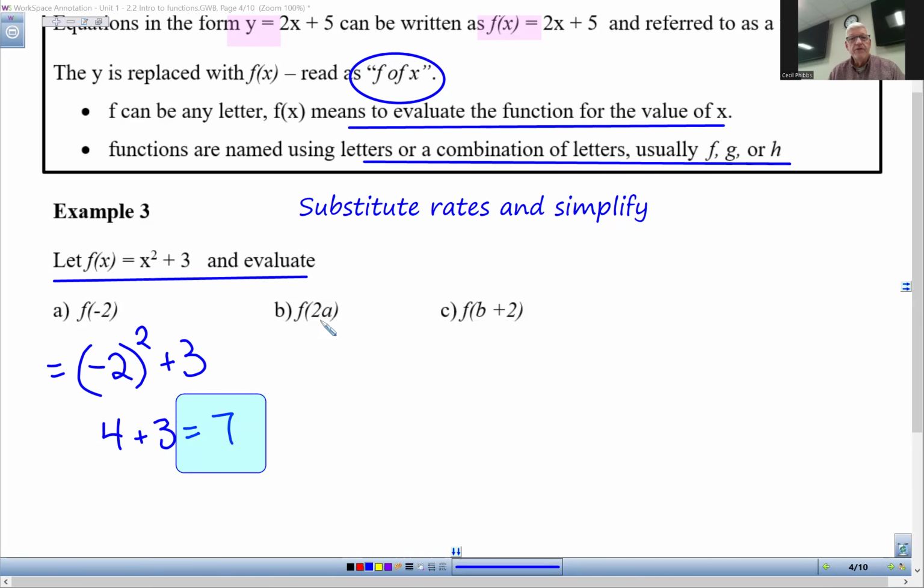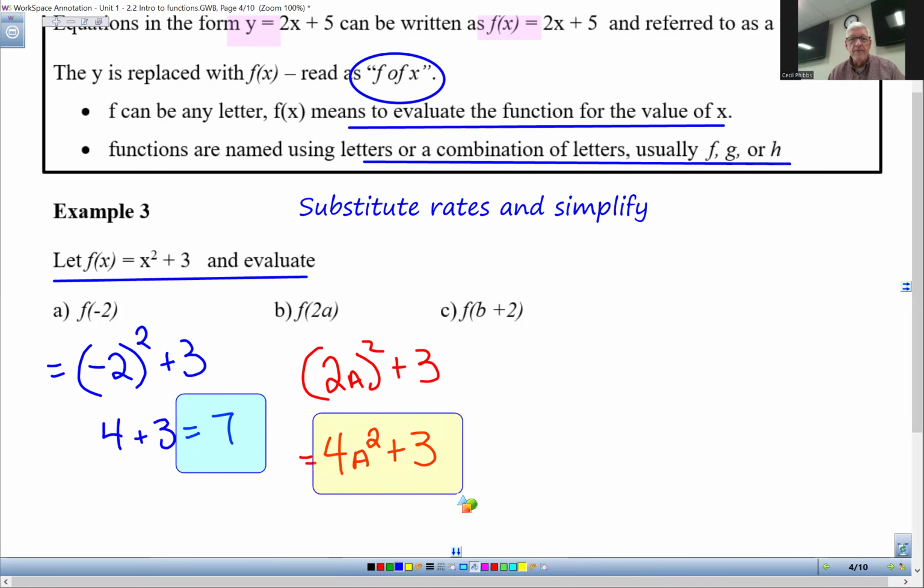The second one is f of 2a. So we're plugging 2a in place of x. So f of 2a is going to give us 2a, that entire amount squared, plus 3. Now, when you square this or raise it to the power of 2, you have to raise the 2 to the power of 2 and the a to the power of 2. So 2 squared is 4, and then a to the power of 2 is just a squared, and then we still have a plus 3.